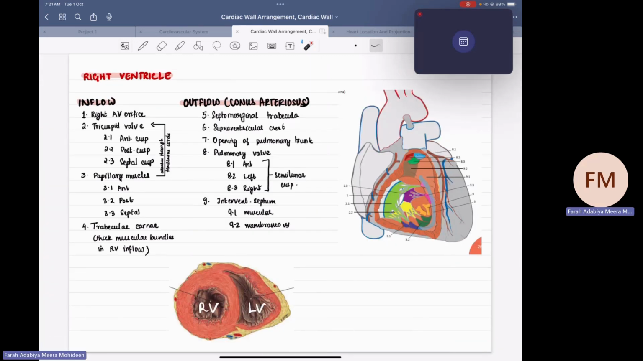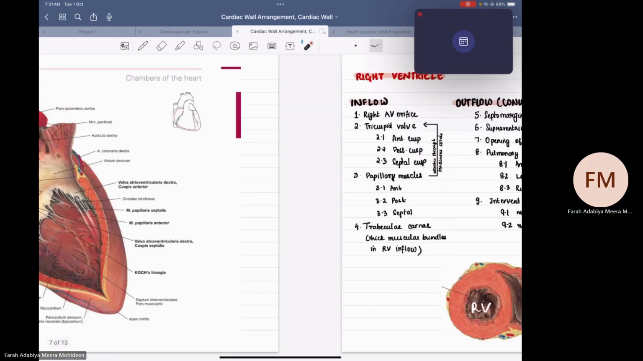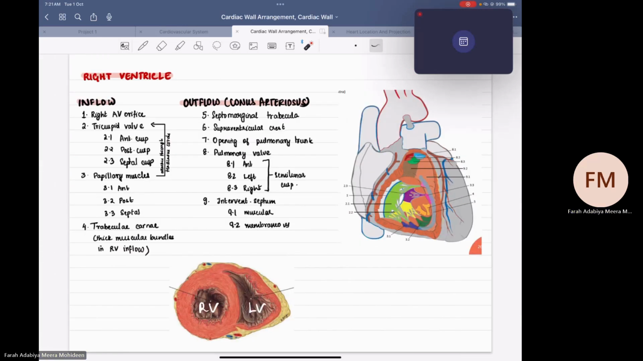Okay, now your right ventricle. It has cusps, papillary muscles, trabeculae carneae, right? And then you have all these structures. We have already spoken about it. Interventricular septum is the septum that I was talking about in the picture of the cardiac skeleton. There's a muscular part and a membranous part.